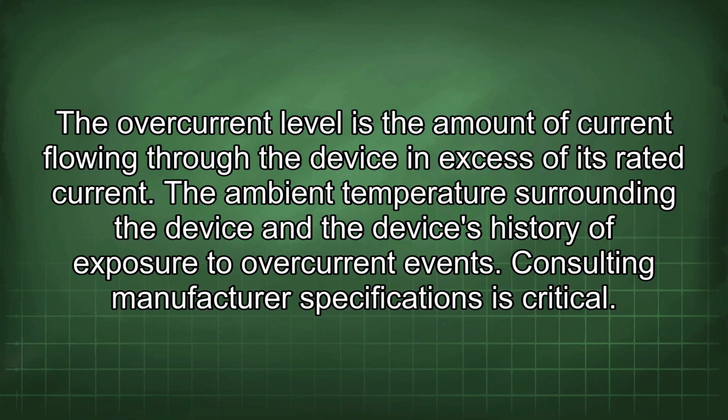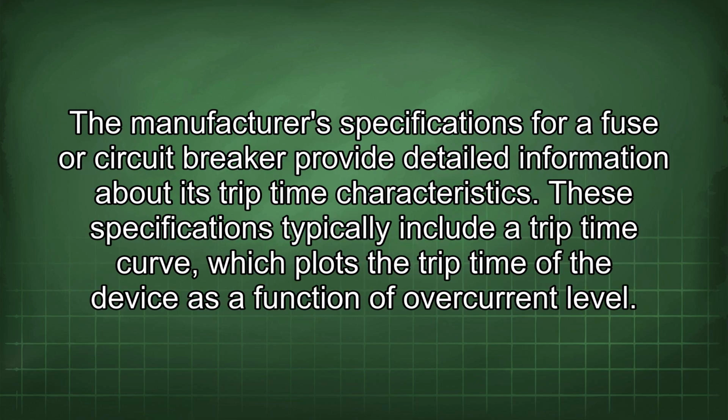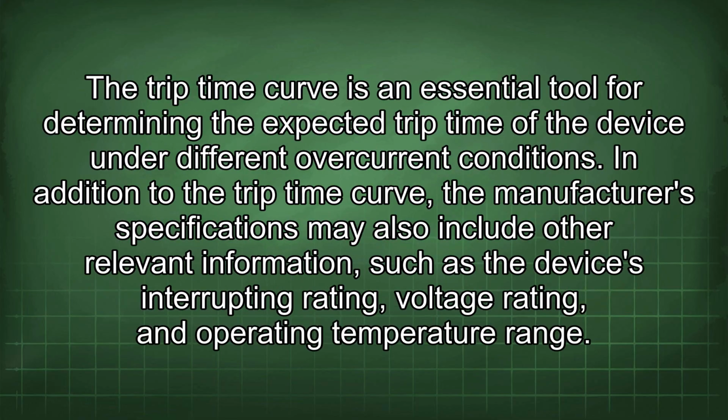Consulting manufacturer specifications is critical. The manufacturer's specifications for a fuse or circuit breaker provide detailed information about its trip time characteristics. These specifications typically include a trip time curve, which plots the trip time of the device as a function of overcurrent level. The trip time curve is an essential tool for determining the expected trip time of the device under different overcurrent conditions.